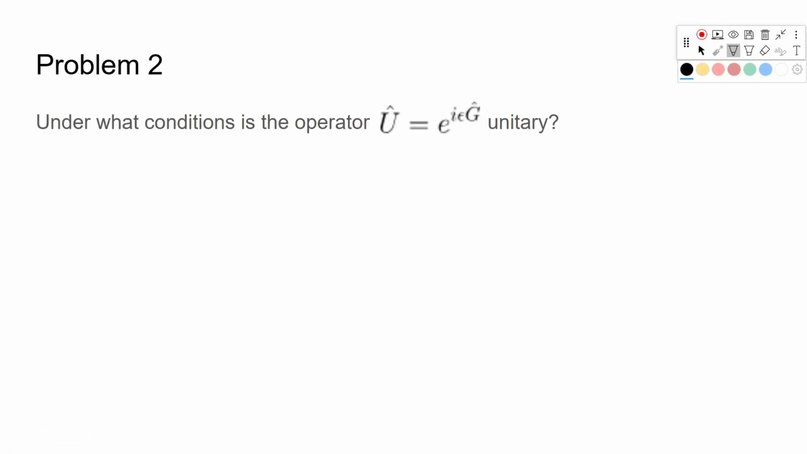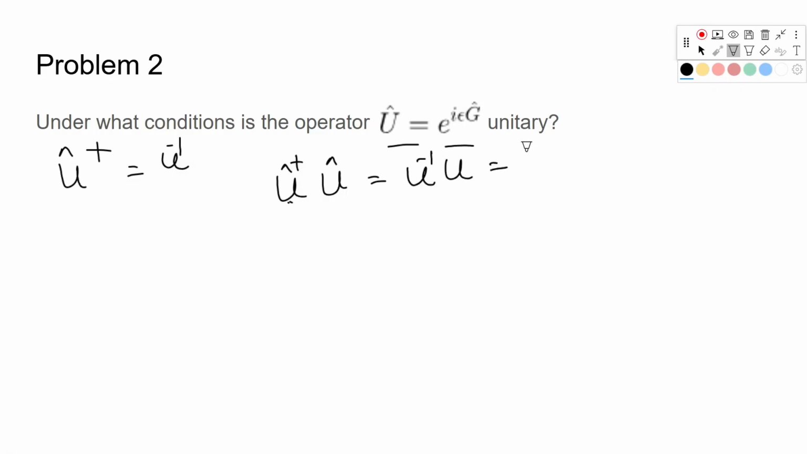Based on this, let's do another problem. Under what conditions is this operator unitary? Now we know that a unitary operator is such that the Hermitian adjoint of that operator is equal to the inverse of that operator. In other words, if you have the Hermitian adjoint of the operator and you multiply it by the operator itself, then since this is unitary, this becomes equal to the identity operator. So this is the way to confirm if U is a unitary operator.